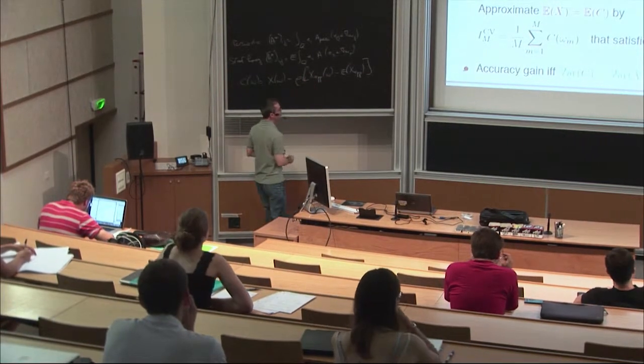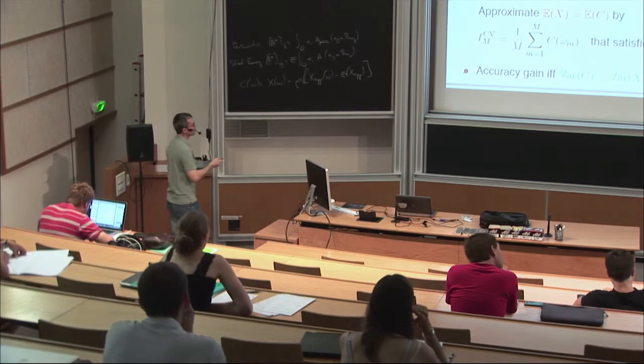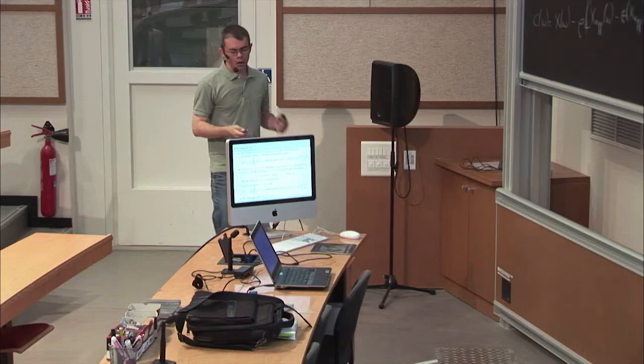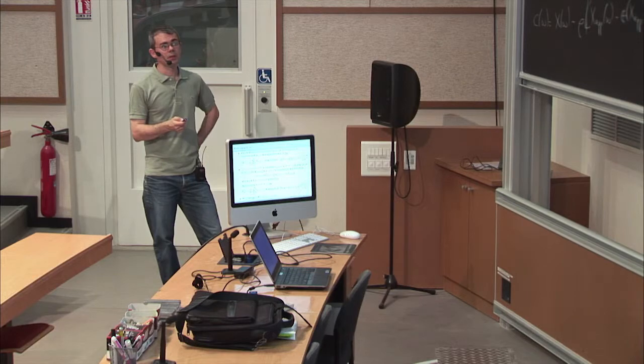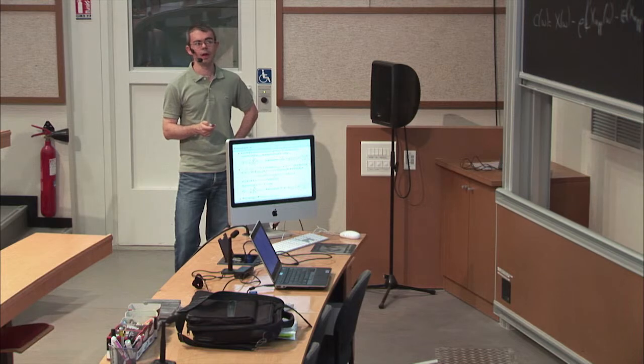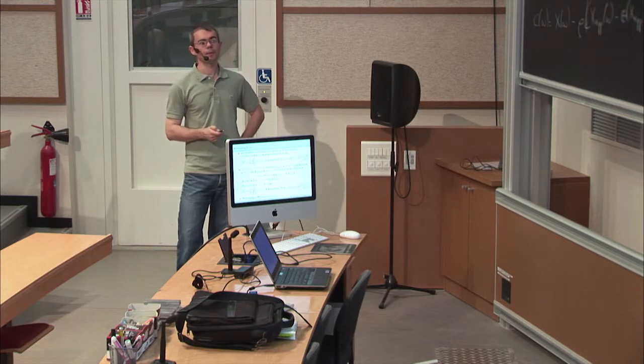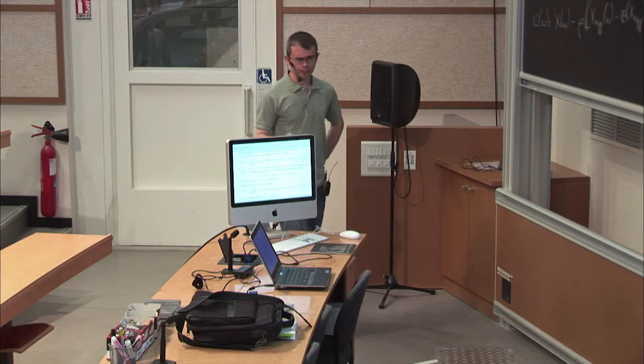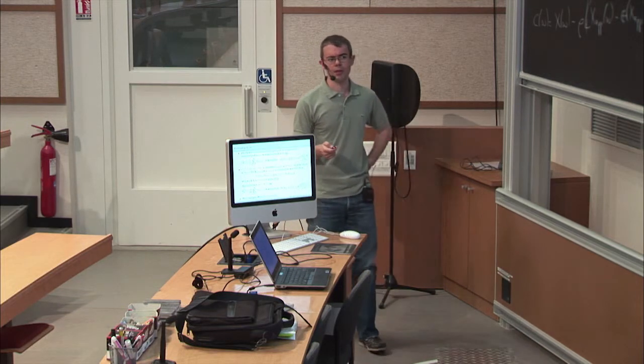Here rho is a deterministic parameter, and I'm going to consider this c. The main thing with this c is that the expectation of c is equal to the expectation of x, because I have subtracted the expectation of my approximate model. So the control variate approach boils down to considering this c and running a Monte-Carlo on c. You approximate the expectation of c, which is the expectation of x, by a Monte-Carlo on c.